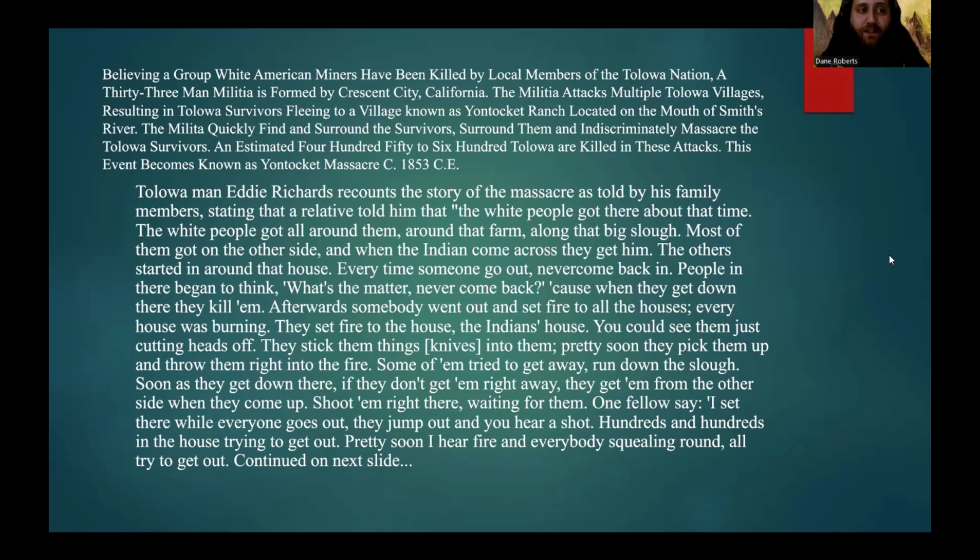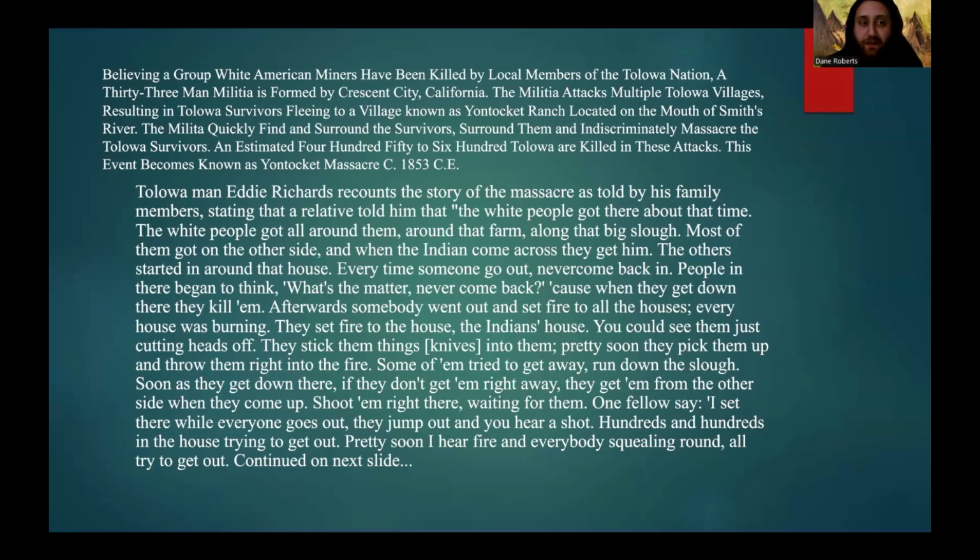One of the first examples we can see is when a group of white American miners were believed to have been killed by local members of the Tolowa Nation, which resulted in a 33-man militia being formed by Crescent City, California, where the militia then proceeded to attack multiple Tolowa villages, resulting in the Tolowa survivors fleeing to a village known as Yontucket Ranch, located on the mouth of Smith's River.